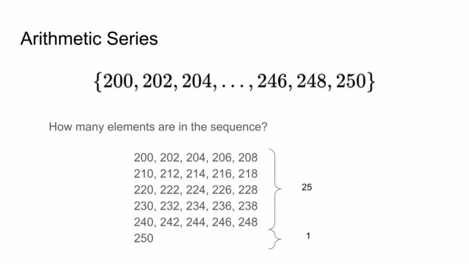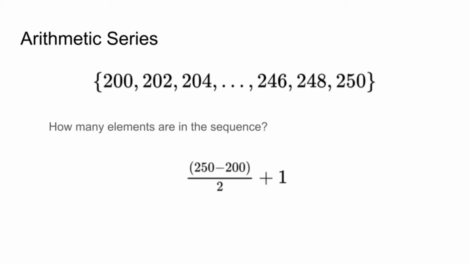You could list them out, going from 200 to 208, that's 5. We have 5 sets of those to get to 248, plus the last one makes 26 elements. But a more logical approach to this is to realize that you can just subtract the last and the first numbers to get its range. But the sequence contains only even numbers, so every other number from 200 to 250, so you can just divide that in half.